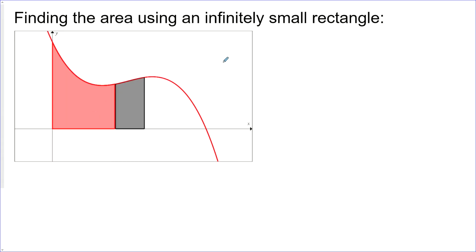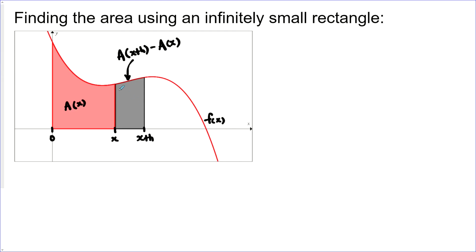Now the cool thing is we can use an infinitely small rectangle to show this same thing. So using the same setup, we have some function here, f of x. We've got the area from 0 to x, and we'll call that our area function at x. We've got this gray area here, and that will be from x to x plus h. And so our area function at x plus h would give me the whole red and gray area. So again, we just need to subtract off the red area, so we're just left with this area here.